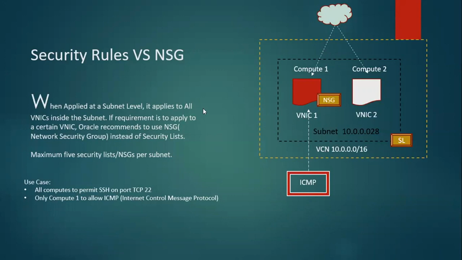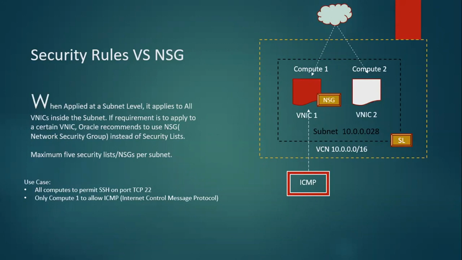Hi everyone. In this video, we are going to see the concept of network security group and how it is different from the security rules we have seen. We have already seen in our earlier video that whenever we create a subnet, whether it is a public subnet or a private subnet, a default route table and a default security list gets attached to it automatically.